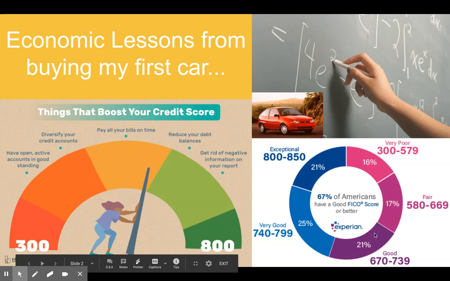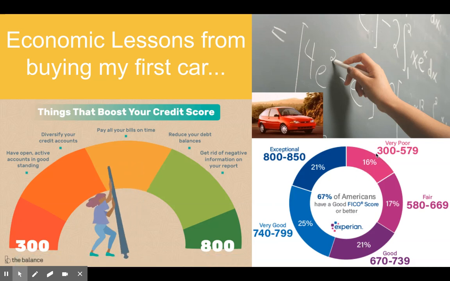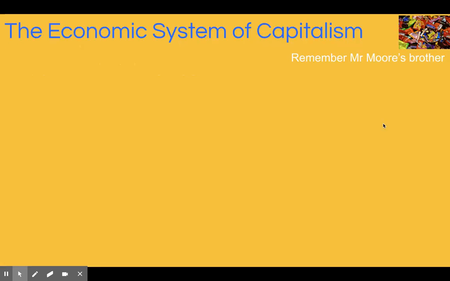If you're down in the 600s, you might be able to get the loan, but you're going to pay a premium, a high price on the interest rates. And after you say you hit bankruptcy or those kinds of things, you would be in the very low, poor category. So hopefully that's a little common sense that will help you out in life.